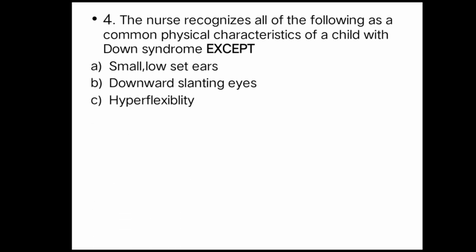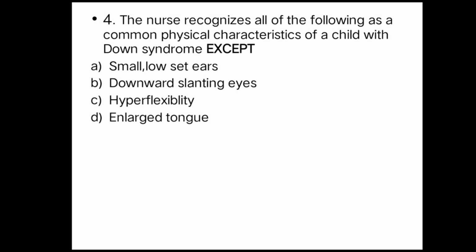First one is small low-set ears. Option B, downward slanting eyes. Option C, hyperflexibility. And option D, enlarged tongue. So it is also a direct question, but they have given a small twist.